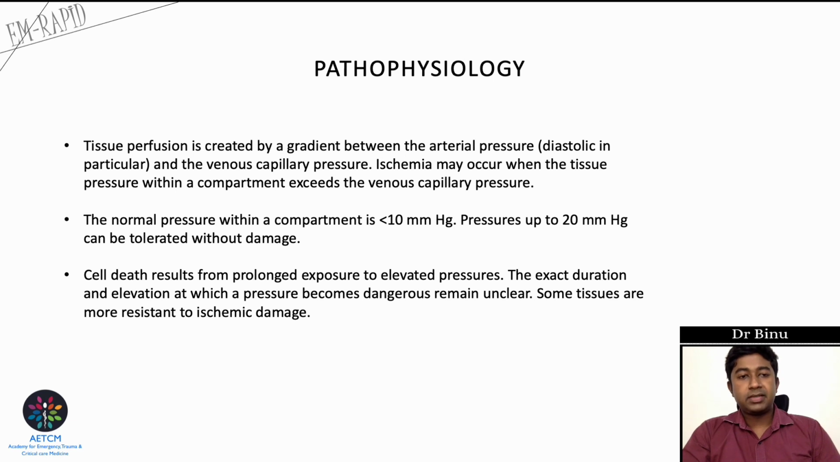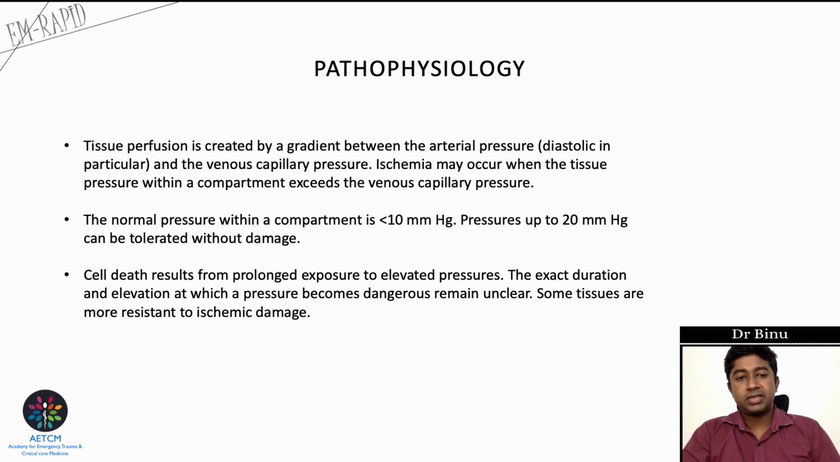Tissue perfusion is created by a gradient between the arterial pressure and the venous capillary pressure, diastolic in particular, and ischemia occurs when the tissue pressure within a compartment exceeds the venous capillary pressure. The normal pressure within a compartment is usually less than 10 millimeters of mercury, and up to 20 millimeters of mercury can be tolerated without any damage. Cell death occurs when there is prolonged exposure to elevated pressure, but the exact duration or the elevation at which a pressure becomes dangerous remains unclear.